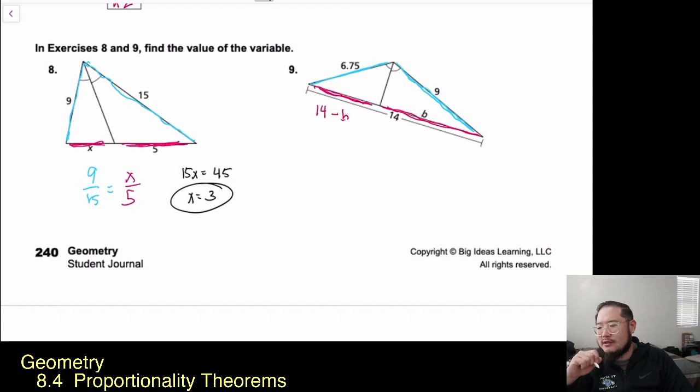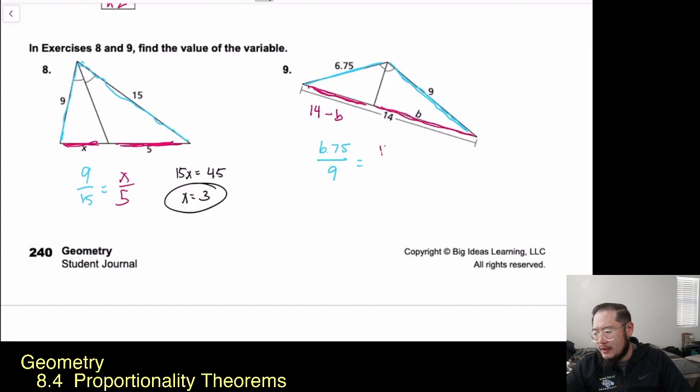And you may have just heard that train run by. Don't worry about it. Okay, so let's go ahead and we'll put our proportion together. So we have 6.75. We'll put that over 9. Okay, we'll put the two sides over each other. And remember, that part is always critical. Okay, and then let's set this equal to, for my numerator, that 14 minus b, and then put that over b.